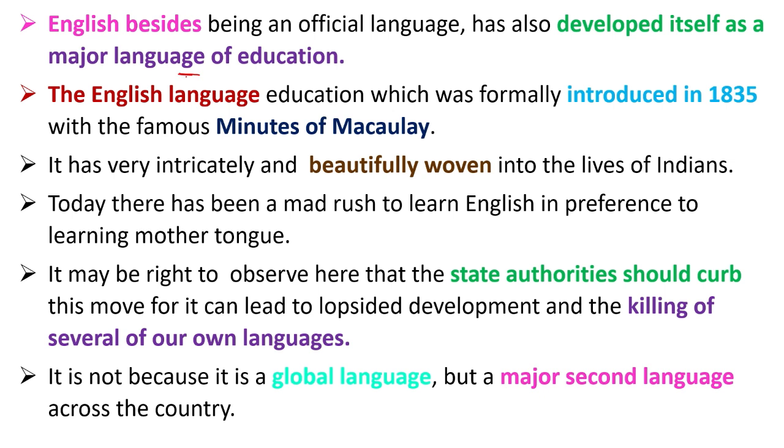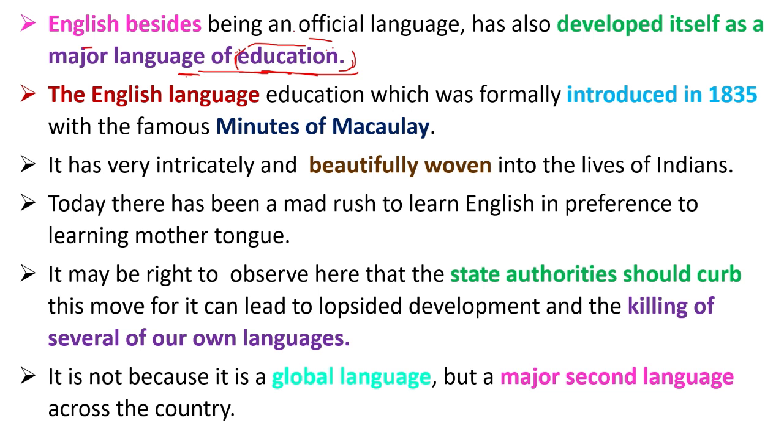English, besides being an official language, has developed itself as a major language of education. Yes. So just now we read, English is an official language. So besides this, what is it doing here? It has developed as a major language of education. So we know that in all the government schools and private schools, the medium of education is English.